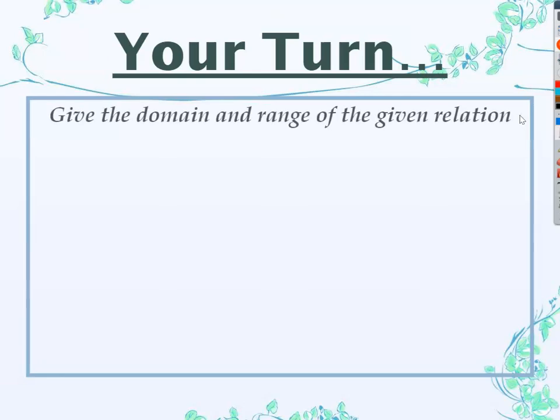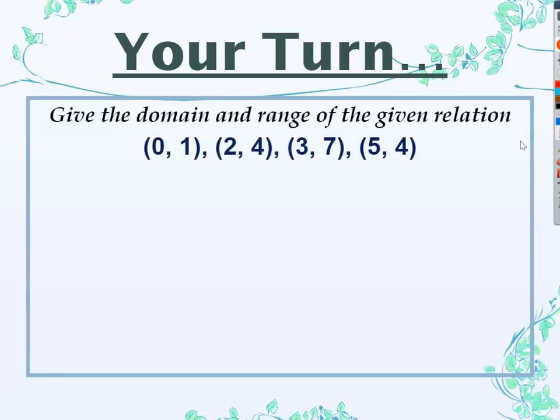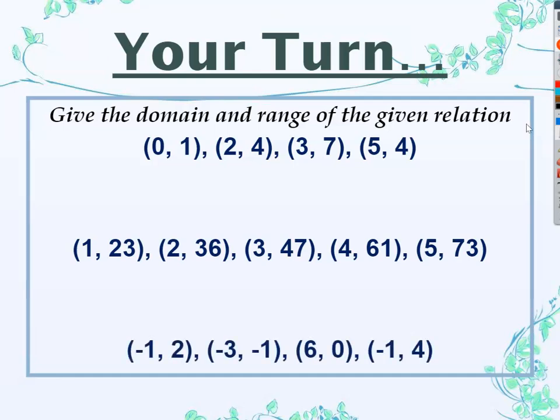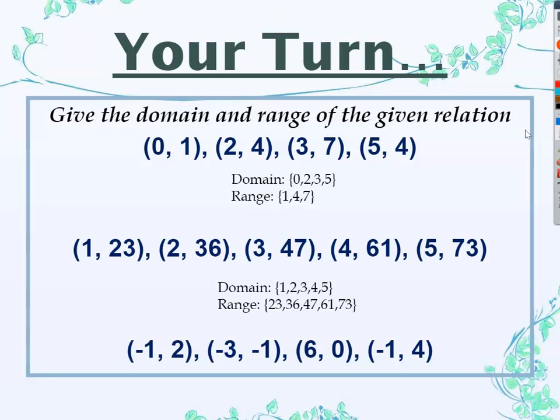All right, your turn. So give the domain and range of the following relation. So domain, you're just looking at your x values. Range, you're just looking at your y values. So we have 3. Okay. I went ahead and clicked through those answers. So again, your domain is just your x values, your range is those y values, and then make sure that you're using those curly brackets to indicate that we are just interested in those specific values.